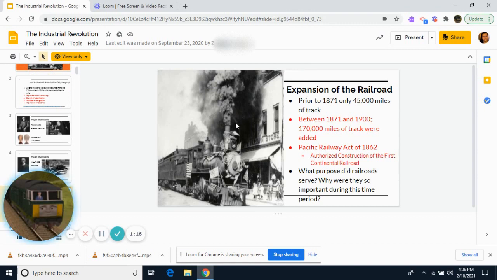Expansion of the railroad: prior to 1871 there were only 45,000 miles of track; between 1871 and 1890, 170,000 miles of track were added. The Pacific Railway Act of 1862 authorized construction of the first continental railroad. What purpose did railroads serve? Why were they so important during this time period?